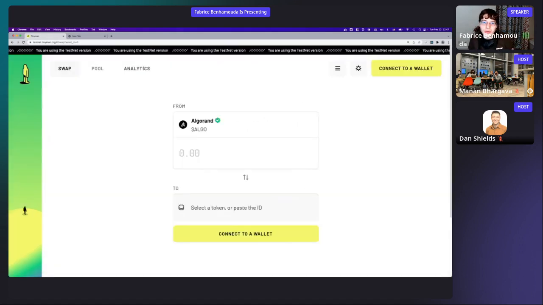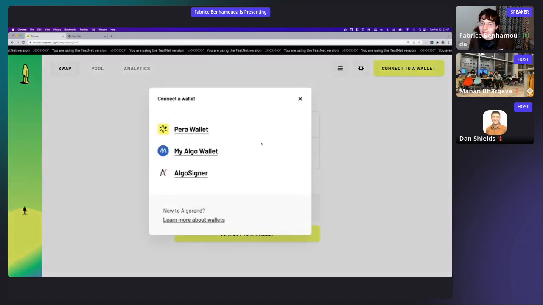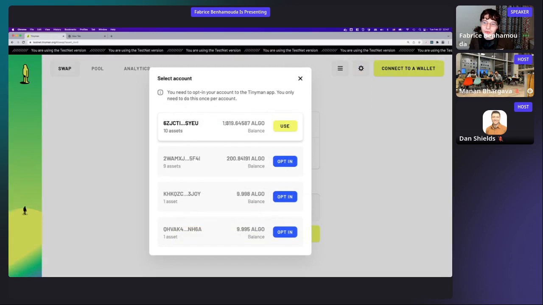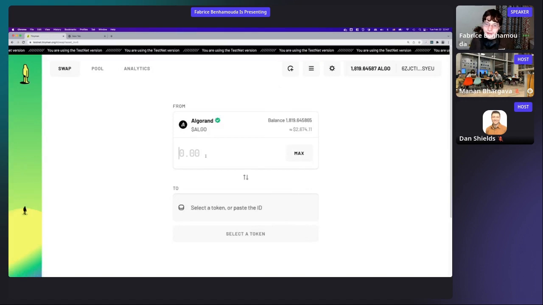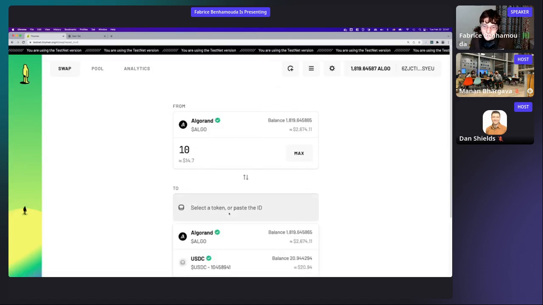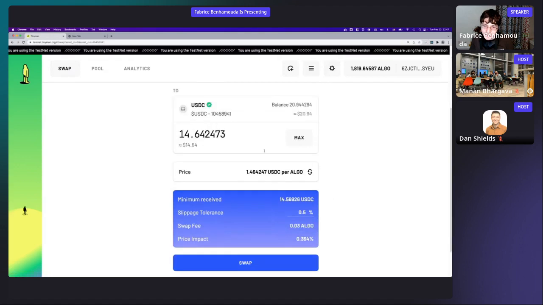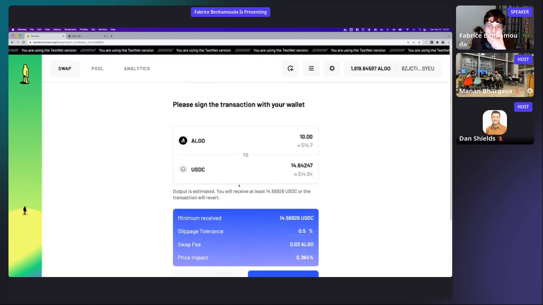So the way you use such a dApp that allows me to exchange my algo for USDC, which I may want to do, is I connect the dApp to my wallet. So here it's Algo Signer. If you used MetaMask, it would be MetaMask. I select my account. And now let's suppose that I want to exchange 10 algo for USDC. I select it, and it gives me some rate. This is testnet, that's why it's a completely random number. And I want to swap.